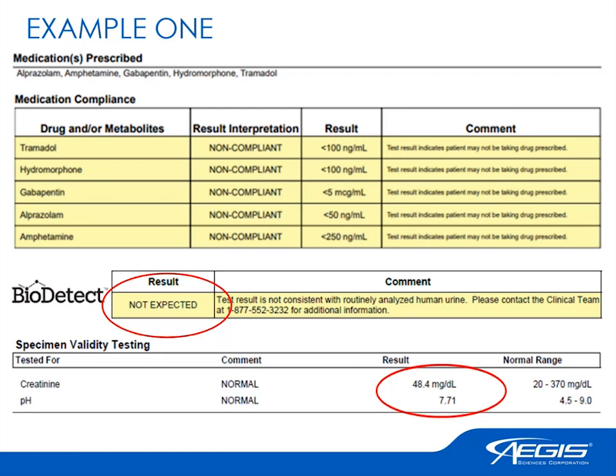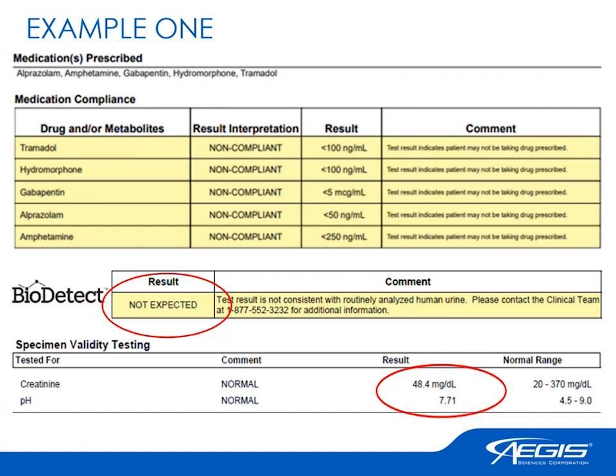And that's going to inform the provider that you cannot apply this objectively to any type of adherence. So the unexpected BioDetect result provided direction to identify either diversion, substance abuse, or determine causes of non-adherence.